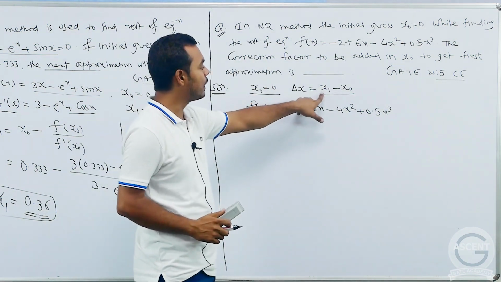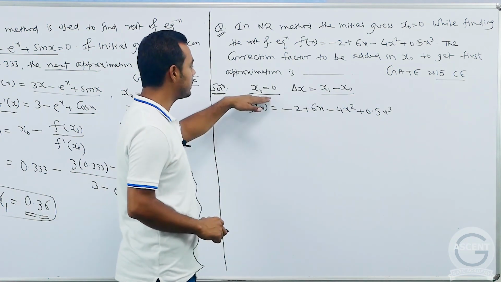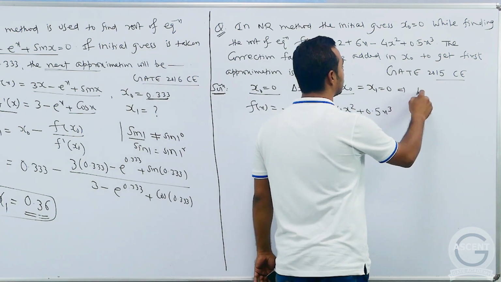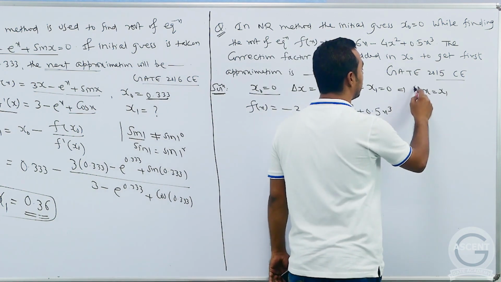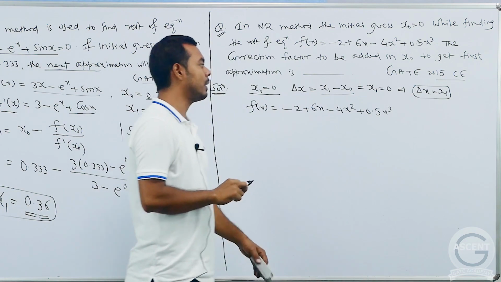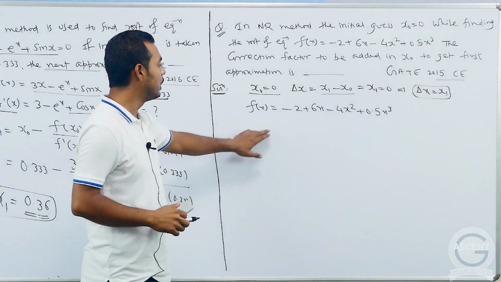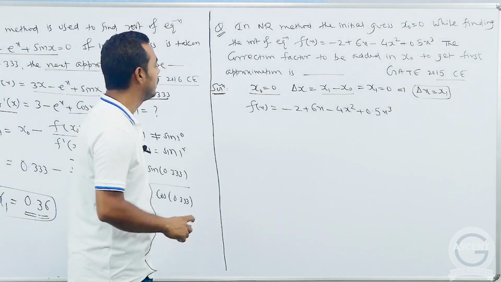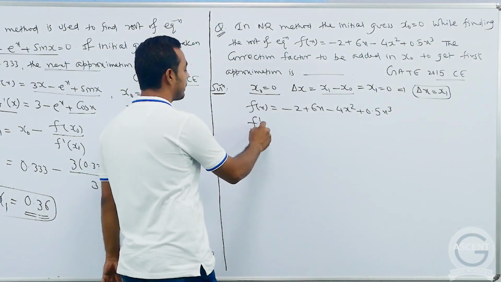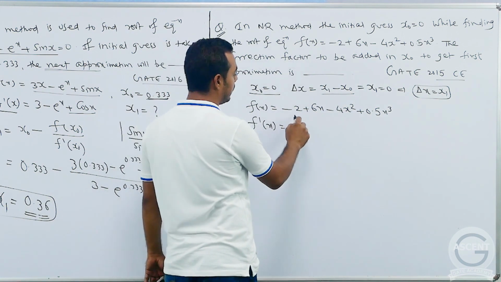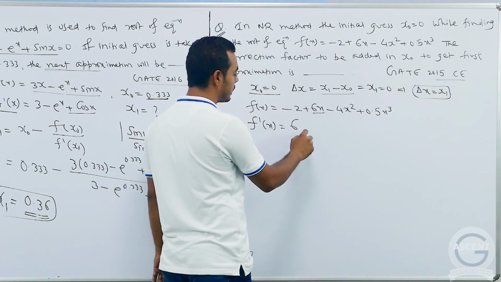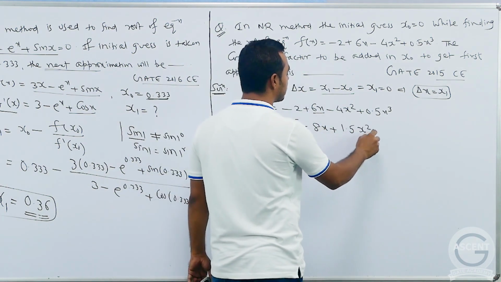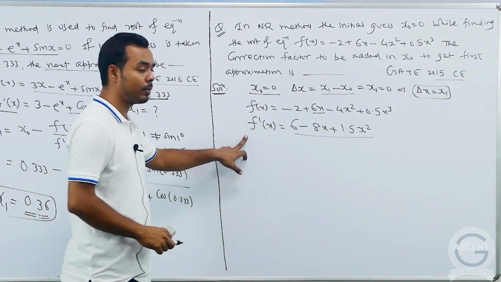So this means we have to find x1 minus x0, and as x0 is 0, this will be x1 minus 0. So delta x here will be simply x1. So the problem basically reduces to finding the first approximation x1. As x0 is 0, x1 minus x0 will be simply x1. So now if this is f of x, f dash x will be, derivative of constant will be 0, derivative of 6x will be 6 minus 8x plus 1.5x square.